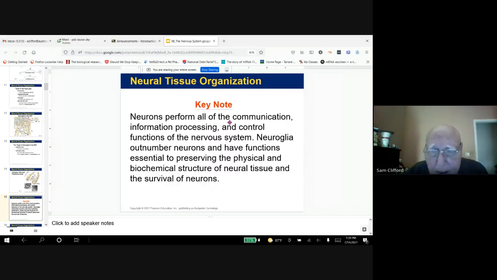Okay, neurons communicate and process information. So they receive information from the sensory system, and they process that information in the central nervous system, and that information goes out to muscles, glands, and so on. So neuroglia means nerve glue. Those are the cells that help provide food and support to the nerves, and they're involved in the blood-brain barrier in keeping infections out, and so on.